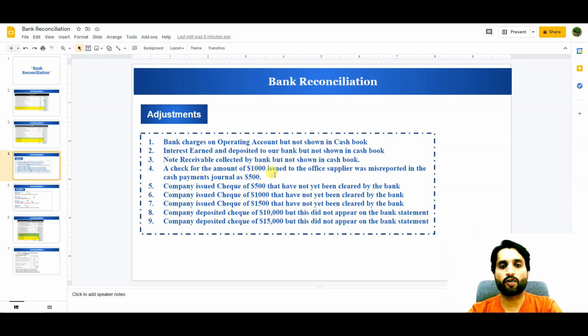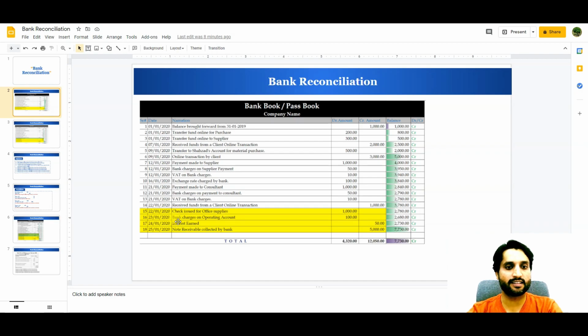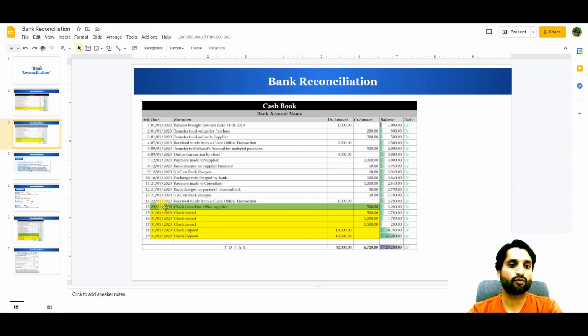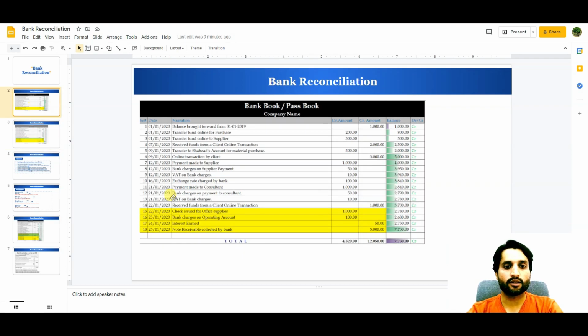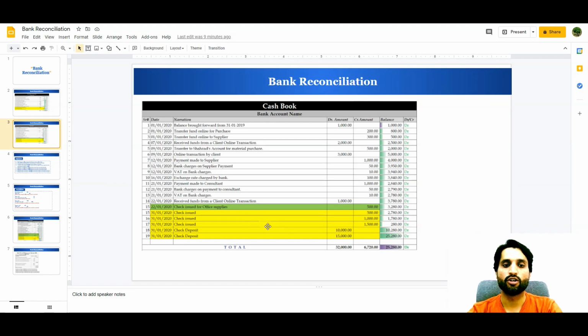A check for the amount of 1,000 issued to the office supplier was misreported in the cash payment journal as 500. The check was for 1,000 recorded in the bank account, but we recorded in our cash book as 500. As you can see here, check issued for office supplies 1,000 in our bank account, and we reported here in our cash book by mistake 500. Other entries, these 3 entries, are not in our cash book. So we need to first adjust the entries which are missing in our cash book.